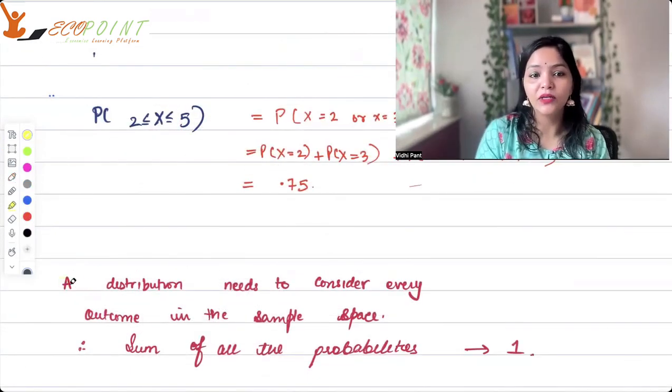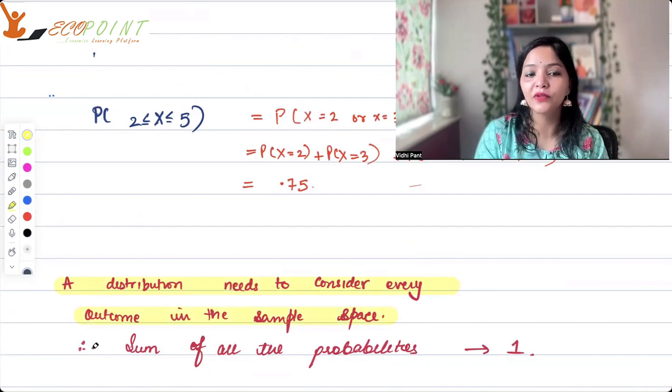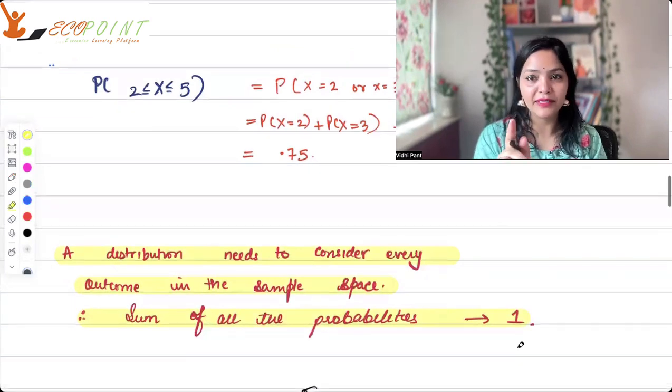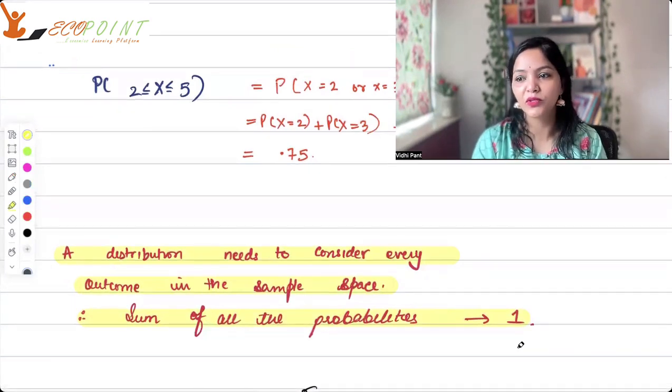Thus, kindly write down: a distribution needs to consider every outcome in the sample space. Therefore, the sum of all these probabilities has to be equal to 1. If it is not equal to 1, that means there is some problem with your distribution. The distribution might not be correct.